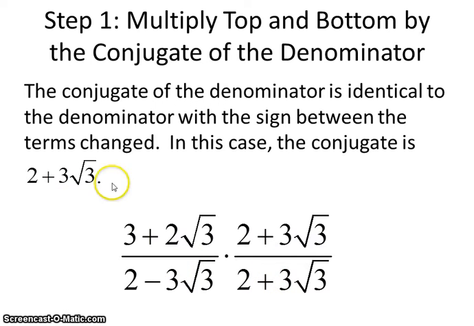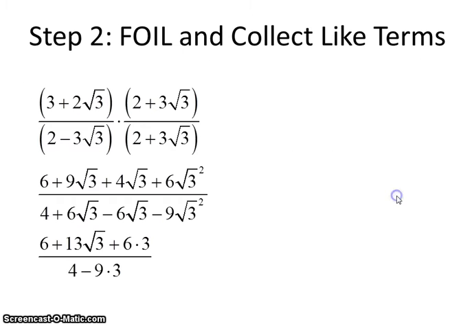So that's the main step in these problems: find the conjugate of the denominator and multiply top and bottom by that conjugate. We have to put everything in parentheses because these are actual numbers that we want to multiply, not just part of the numbers we want to multiply. So we're going to have to FOIL everything out, and then we'll have several like terms that we can combine.